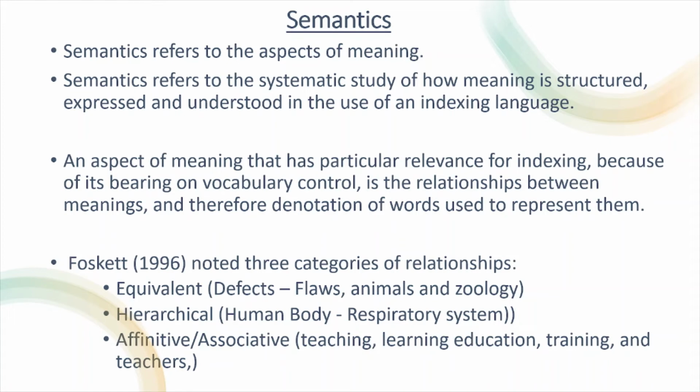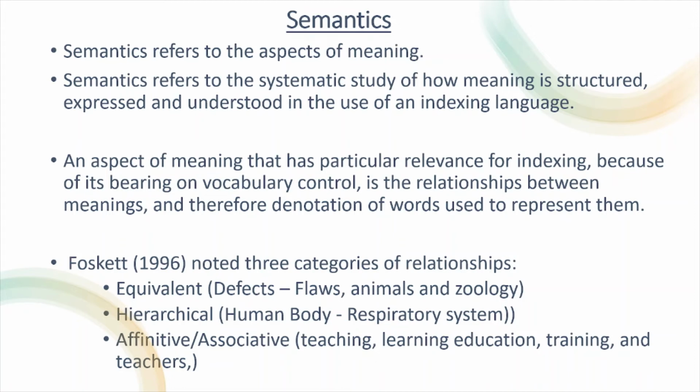Foskett noted three categories of relationship. The first one is equivalent, then hierarchical, then affinitive or associative. We can take an example of equivalent, like defect and flaws having the same meaning. We can put these two words as equivalent. Animals and fauna impart the same meaning, so we can put them in an equivalent relationship.